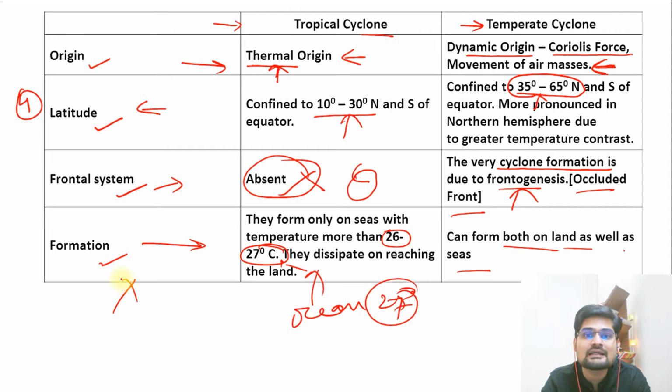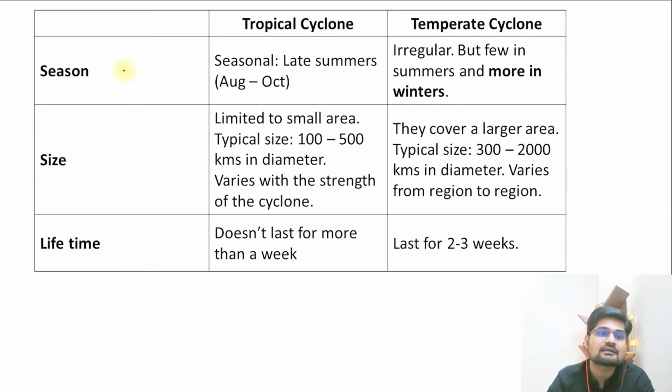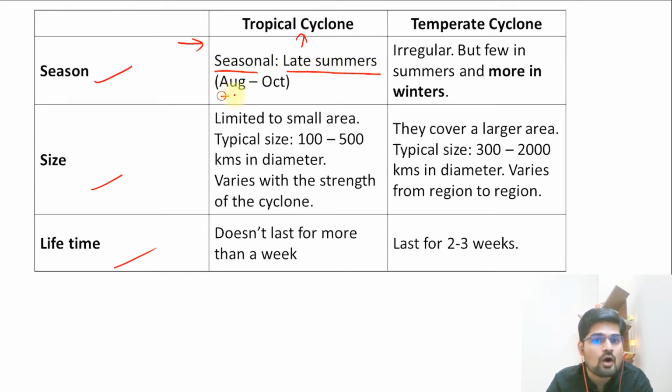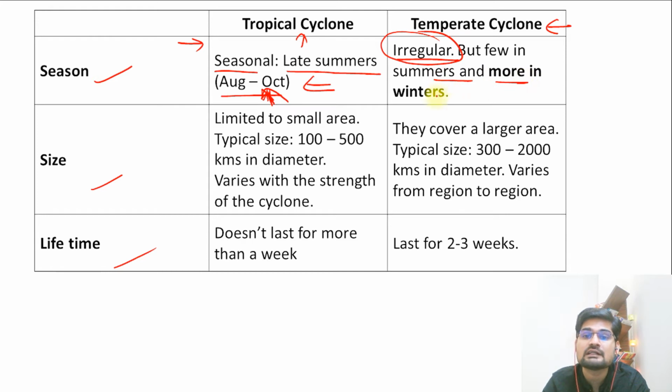Now let's look at the other factors as well. If you look at these factors, season, size, lifetime, how are they related or not related? Tropical cyclones have a seasonal character, that is late summers, from August to October, when you have the heat accumulation in the oceanic surface. But look at the temperate one. It is irregular. It means it is not very fixed, with a few in summers and more in winters. This is a general characteristic. It basically means that it is more dominant in winter and weaker in summers, which we have already learned as a characteristic feature of the temperate cyclone.